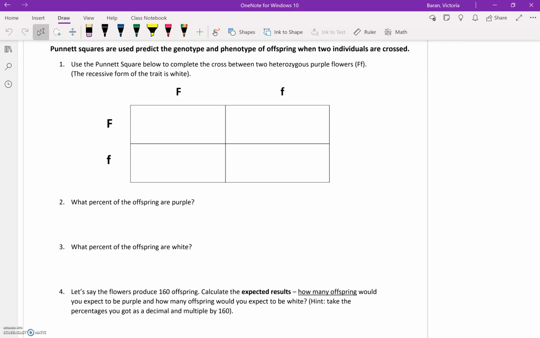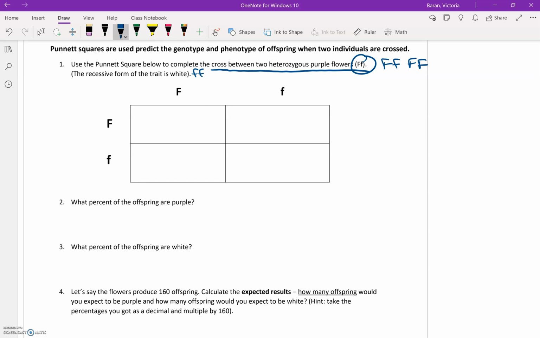Okay, so what you're going to have is a situation, for instance, where there is a cross between something, in this case, two heterozygous purple flowers. Since they're heterozygous, hetero means different, so their genotype is big F, little f. In this case, it says the recessive form of the trait is white. So if we have a flower that is little f, that's going to be white. But if we have any flower with big F, then those are going to be purple.